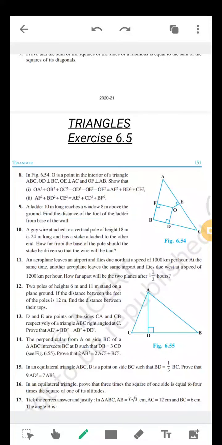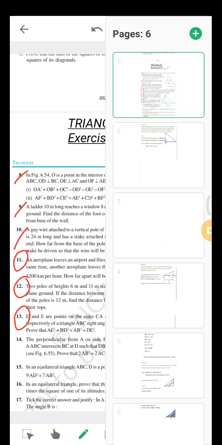Welcome back, dear students. In the last session, we solved a few questions of exercise 6.5, that is question number 8, 9 and 10. In today's session, we'll continue with the exercise. We'll solve a few more questions, that is question number 11, 12 and 13. Let's continue with question number 11 first.